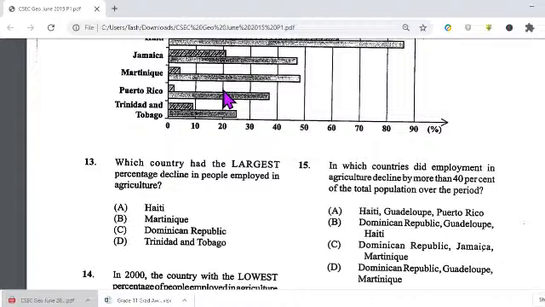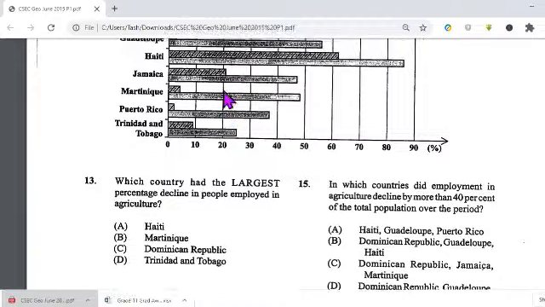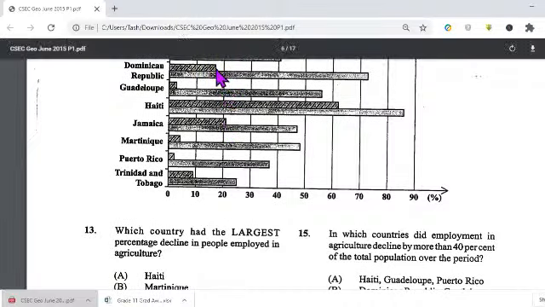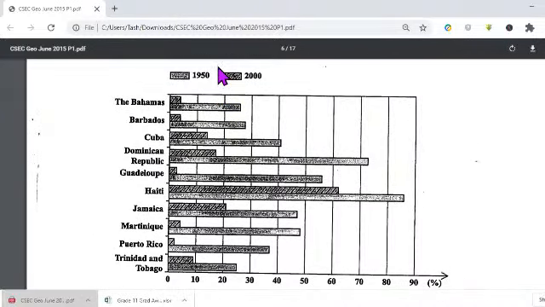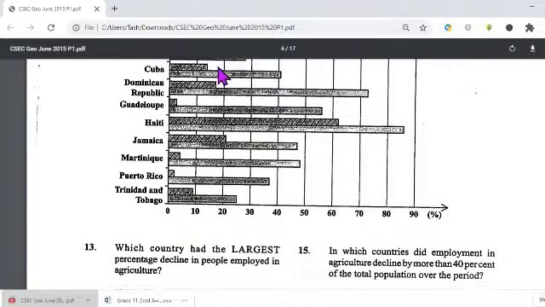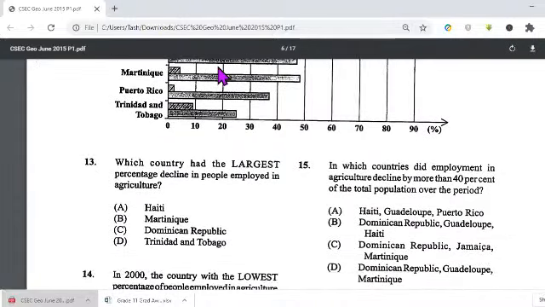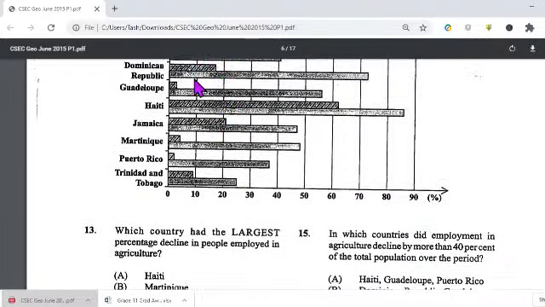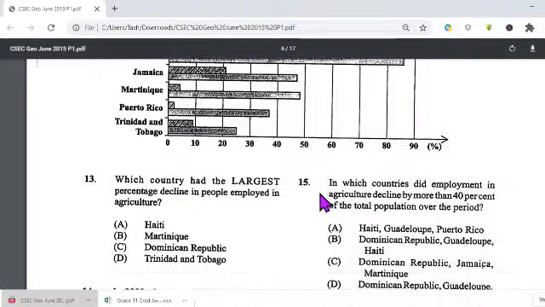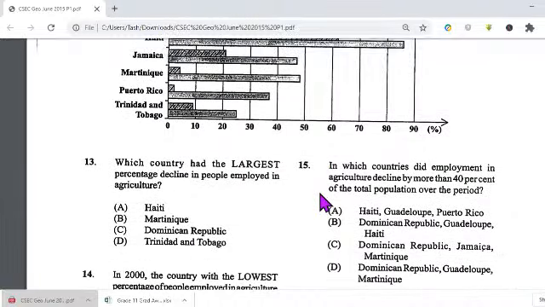So it's Dominica, Guadeloupe, and Martinique. We can double check that. Dominica, we can see the decline. Yeah, we can see the decline in Dominica. Guadeloupe, we're seeing that large decline as well, and Martinique. So our answer for number 15 would have been letter D.